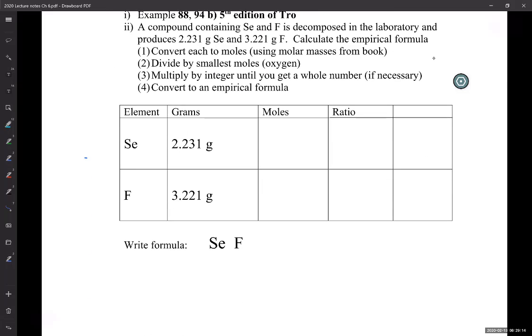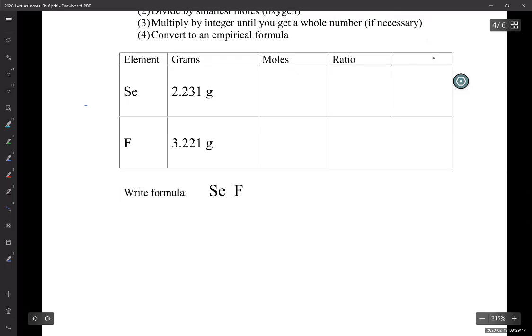So this is the grams of selenium. I want to convert it over to moles. I look up selenium on the periodic table, and somebody can read that to me with 4 sig figs: 78.96 grams for every 1 mole of Se. And for fluorine with 4 sig figs, it's 19 grams for every 1 mole of F.